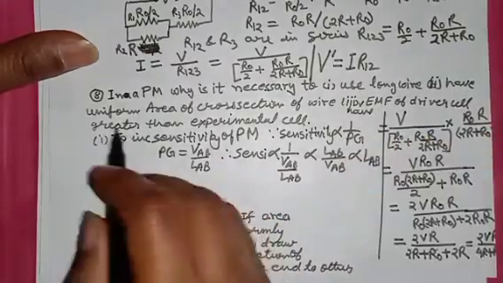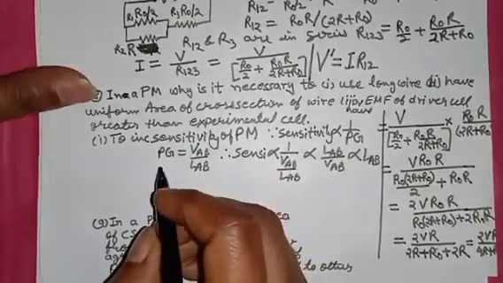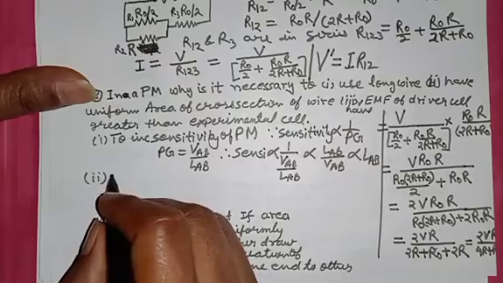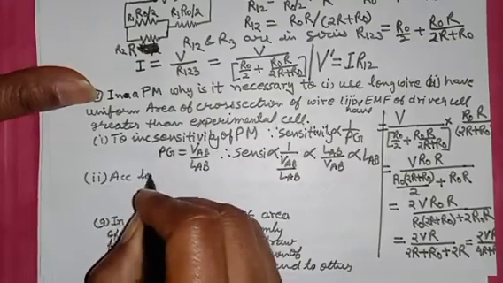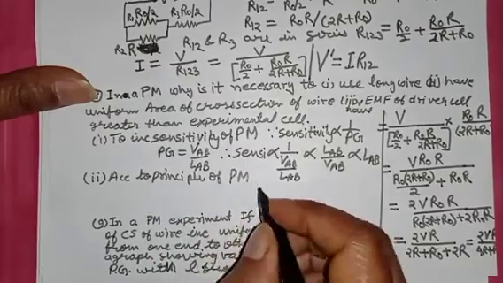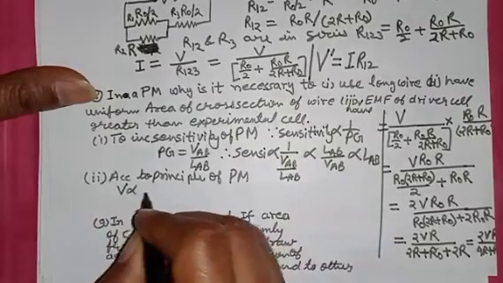Second, have a uniform area of cross section. So the second point: according to the principle of the potentiometer, V is directly proportional to L.